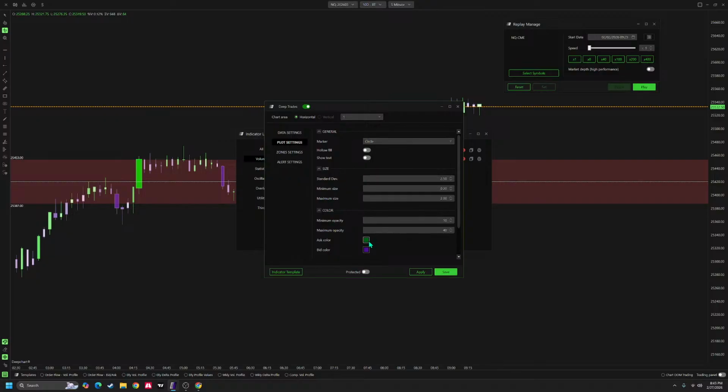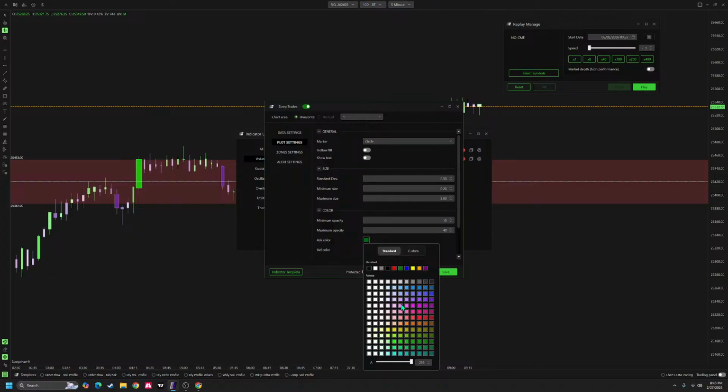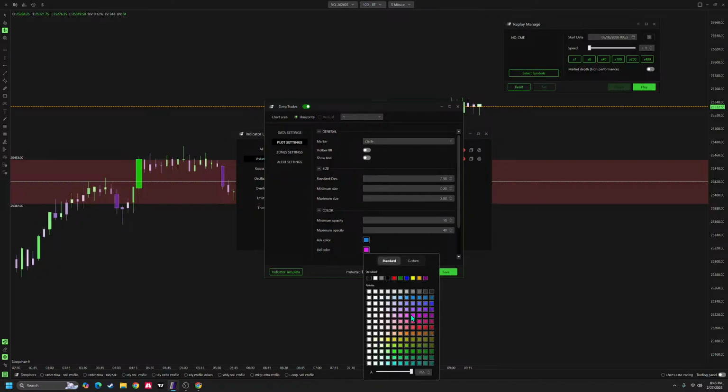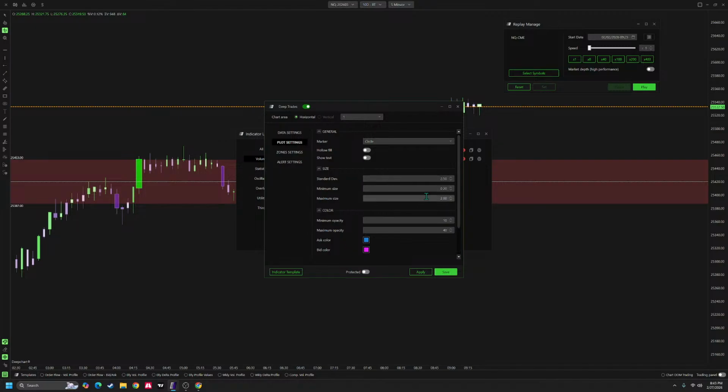Then we want to add some color to it so that it pops out a little bit easier. I don't know, maybe we make them blue and pink. And then we need to change the size. So when it's 60, it prints a small bubble. And when it's like 200 or exponentially bigger, it prints a large bubble.